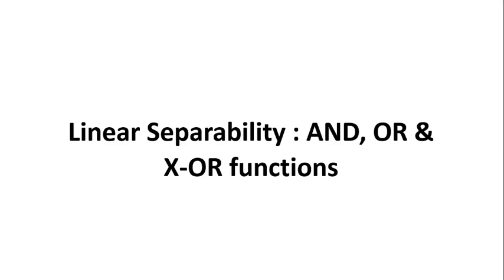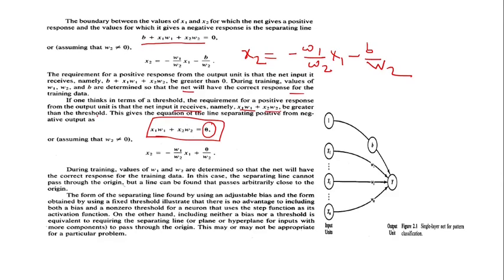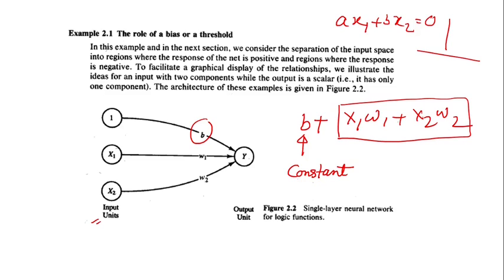Specifically for the function AND or XOR. So the concept is very clear that we have this equation. We have this equation from the simple neural net. This one. So this can be written.